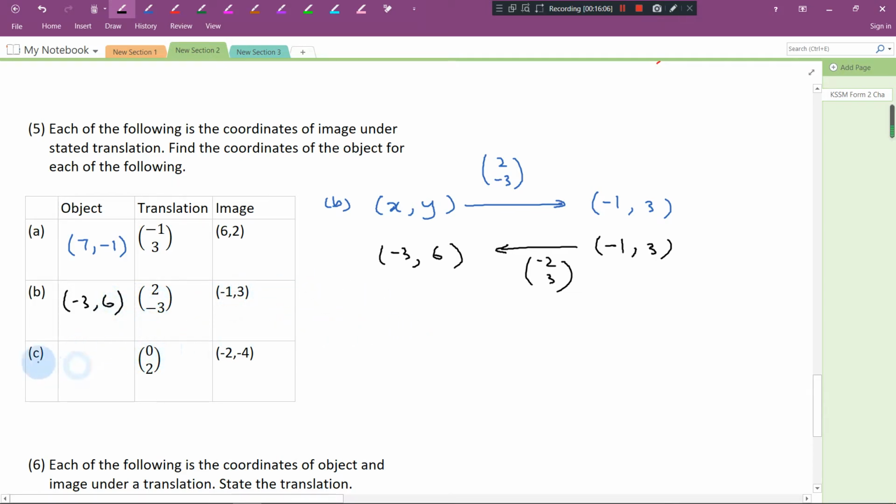Okay, let's try part C. Same thing. I don't know the coordinate of the image, of the object. I just write X and Y. Draw an arrow, and then I have 0, 2. I have the image, which is -2, -4. But now I want to get the coordinate for the object. I need to go backwards.